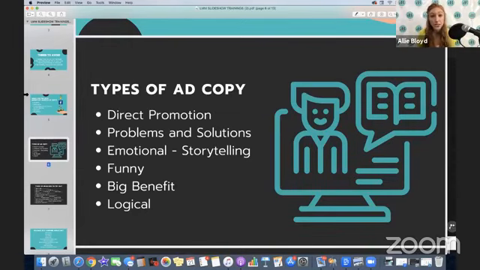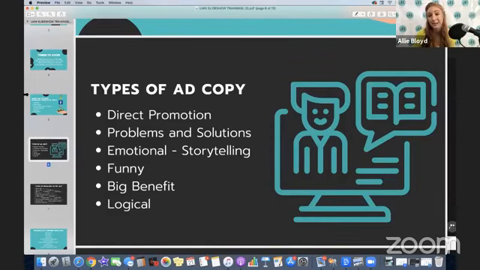Problems and solutions is another great one. So you're really going to start with the big problems. You're really going to harp on those problems and agitate them, and then seamlessly lead into the solutions that you provide to solve those problems. Emotional is another one. Typically, that's going to come in a storytelling format. Storytelling really is its own section.